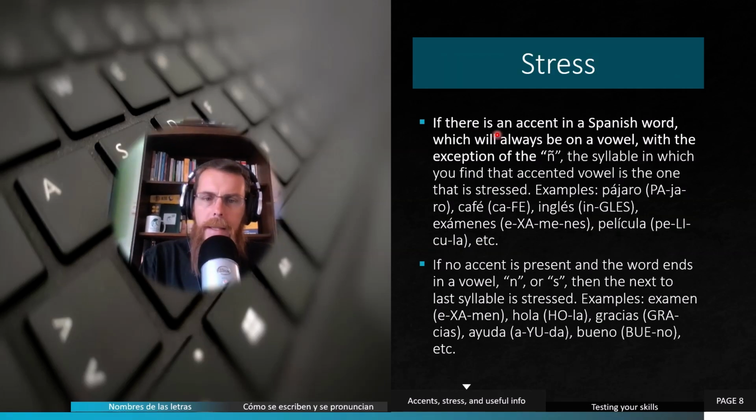Alright, so in Spanish, the accent in a Spanish word is always going to be on the vowel, with the exception of ñ, which is its own separate letter, so it doesn't really count. I mean, it is still an accent, but it doesn't really count. If there is an accent in a Spanish word, it's always going to be on the vowel, and the vowel that has the accent is the syllable that's going to be stressed.